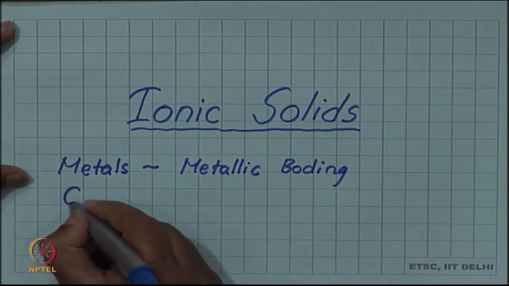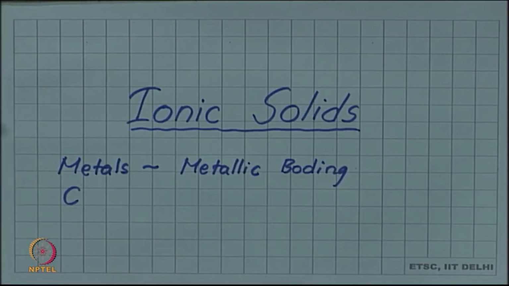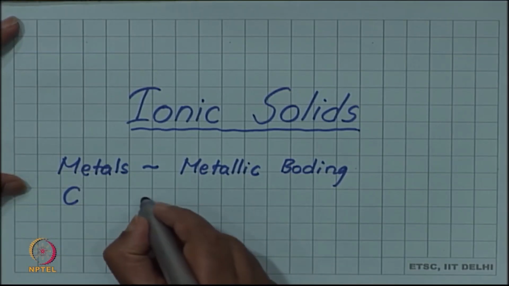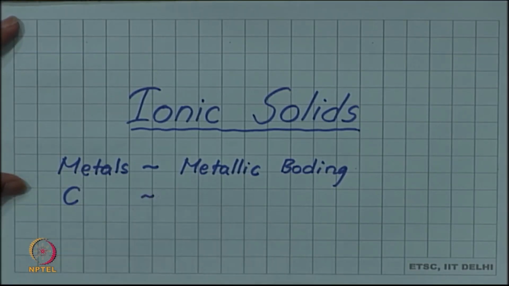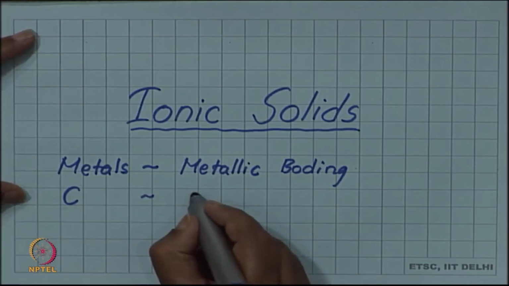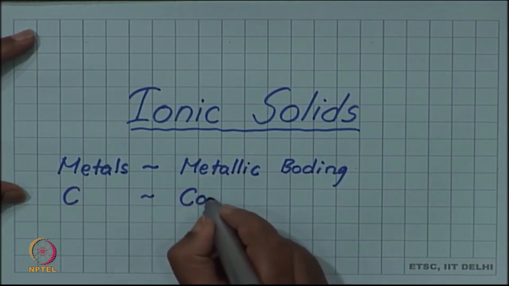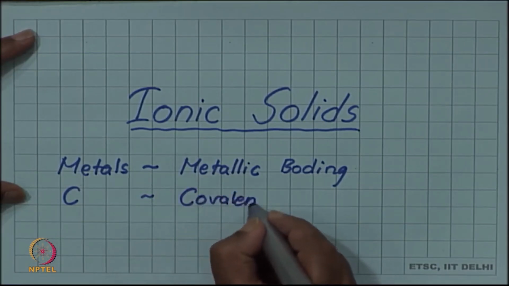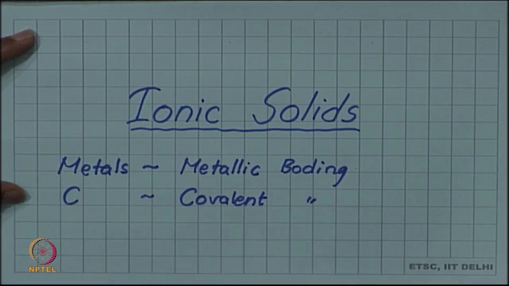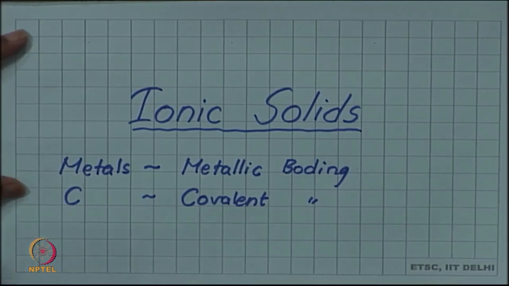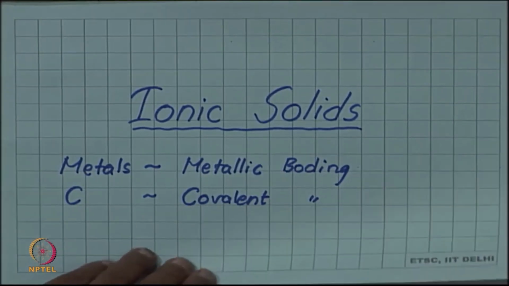Then we discussed the structure of carbon in the form of graphite, diamond, nanotube and fullerene. Carbon is a typical element to represent covalent bonding. We have not yet discussed anything which is ionically bonded. So, that will be the topic of this presentation. Let us look at ionic solids.